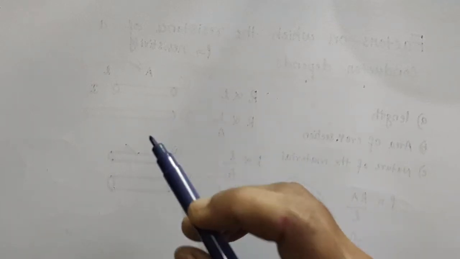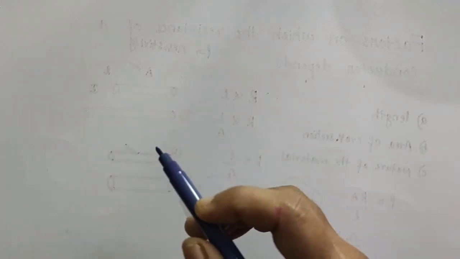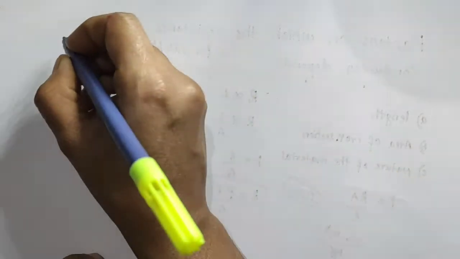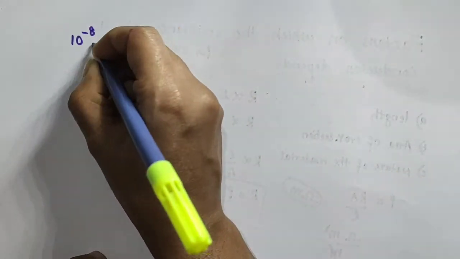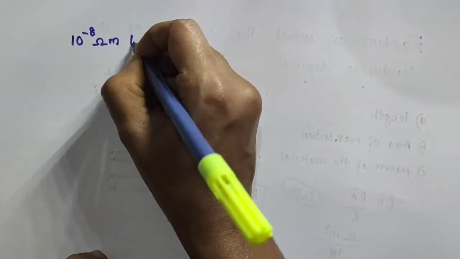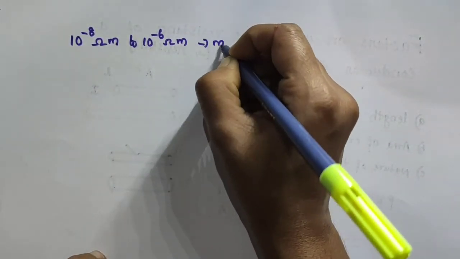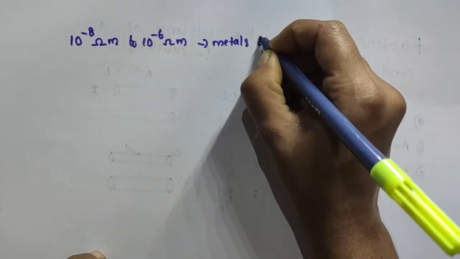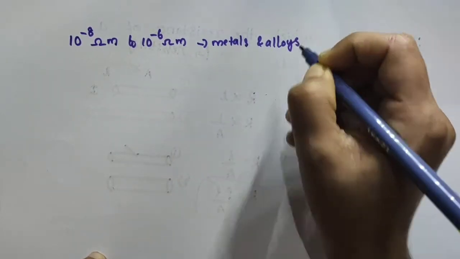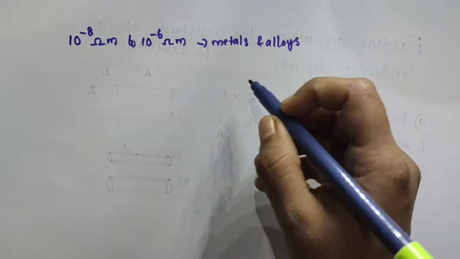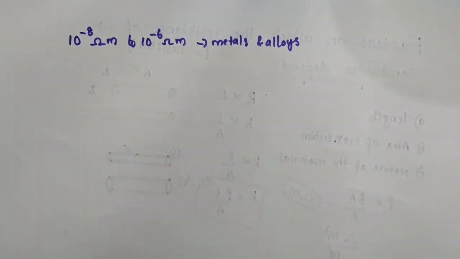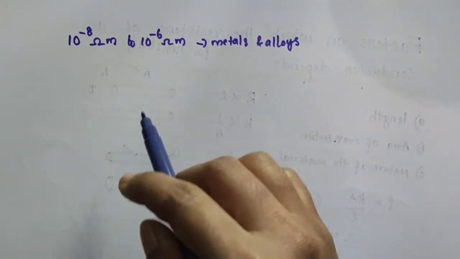Resistivity is a characteristic property of the material. Metals and alloys have very low resistivity, in the range of 10 raised to minus 8 ohm meter to 10 raised to minus 6 ohm meter.